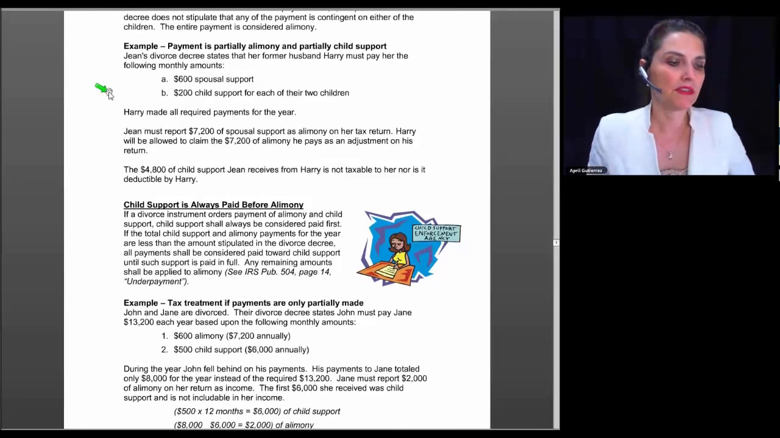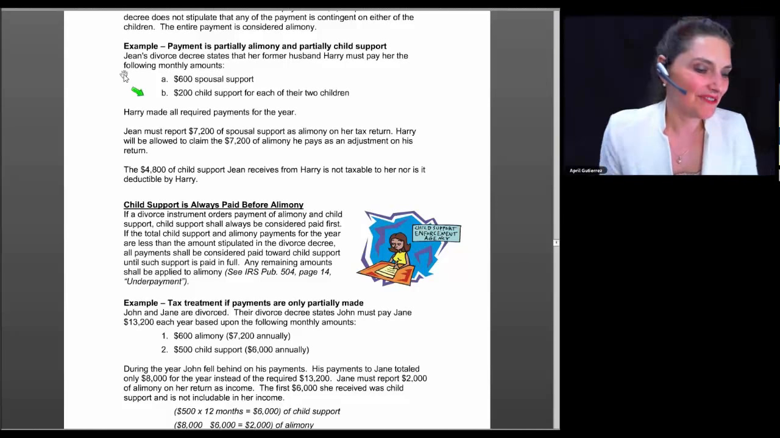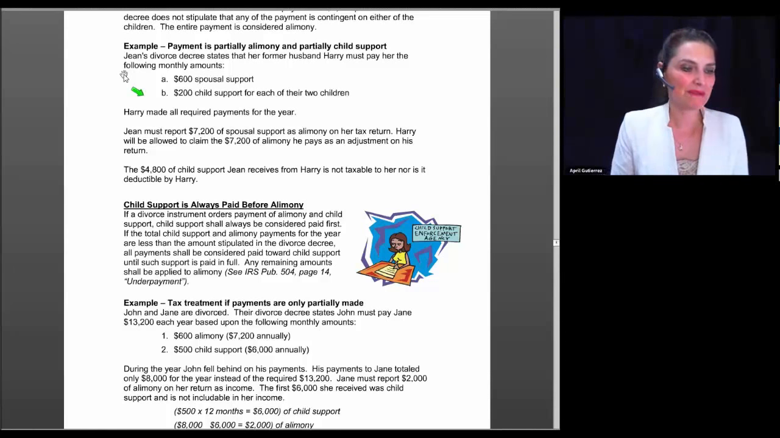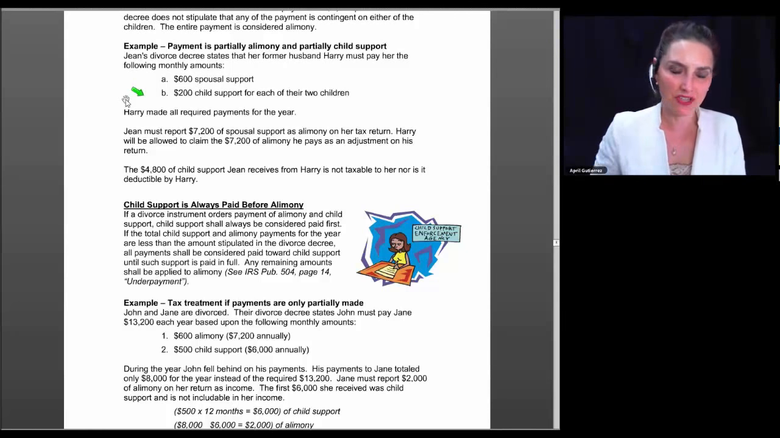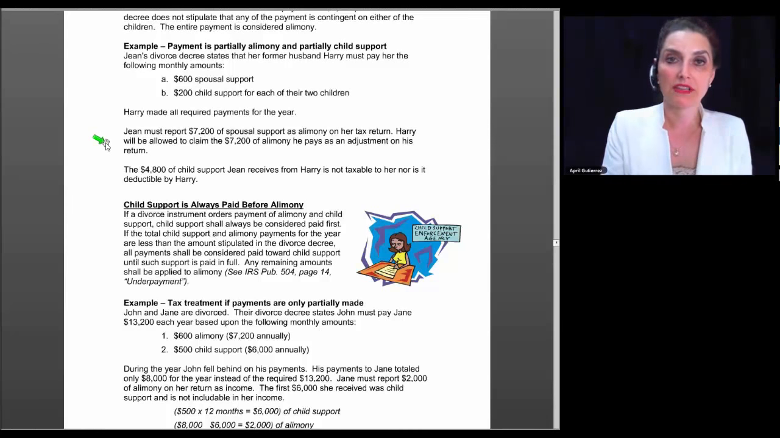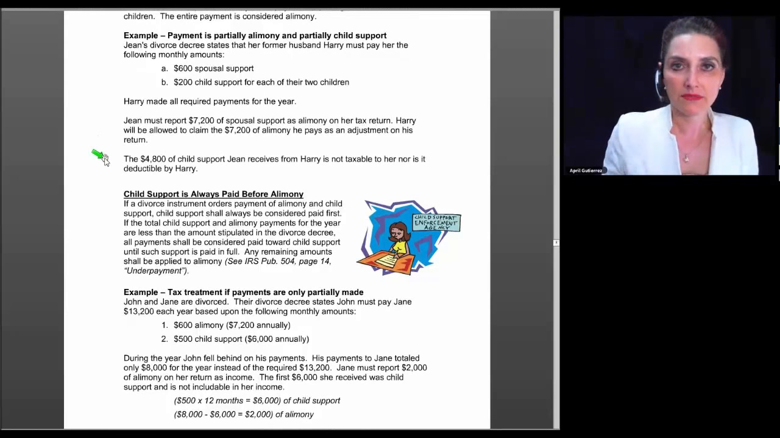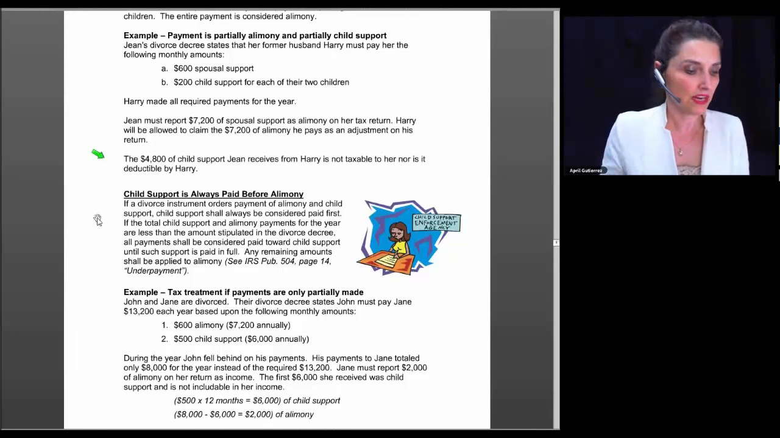Here is where a payment is partially alimony and partially child support. Jean's divorce decree states that her former husband, Harry, must pay her the following monthly amounts: $600 spousal support and $200 child support for each of their two children. Harry made all required payments during the year. Jean must report $7,200 of spousal support as alimony income on line 7 of her tax return, and Harry, in turn, will be allowed to claim $7,200 as a deduction on his tax return. But the $4,800 of child support is not income to Jean, nor is it deductible to Harry.